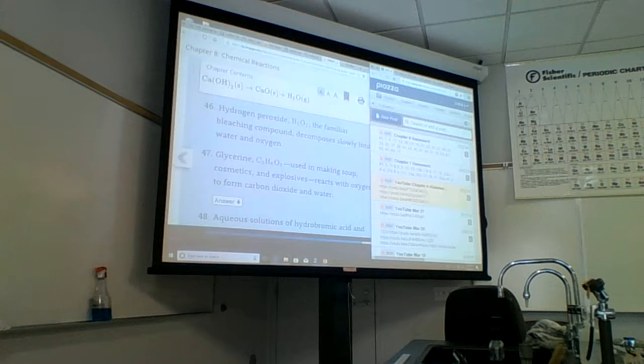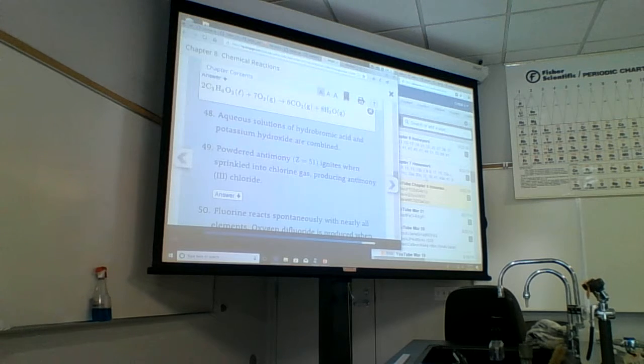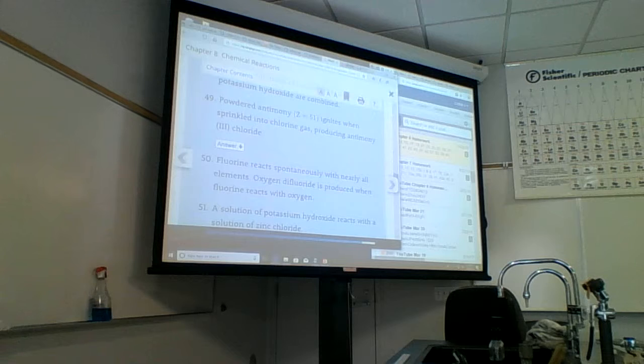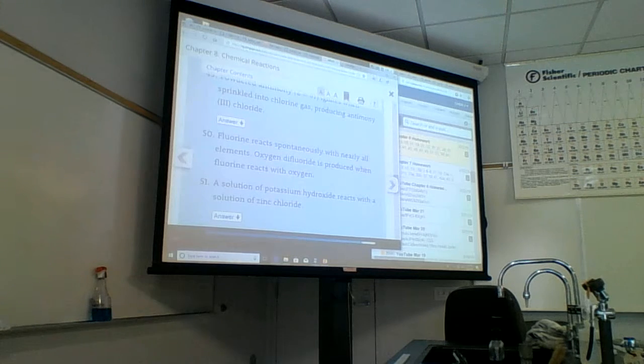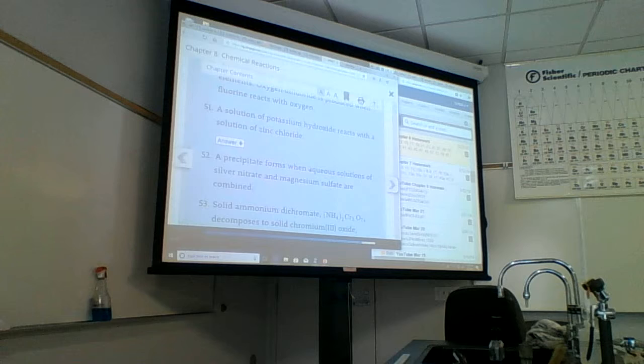47. This one's glycerin reacts with oxygen to form carbon dioxide and water. So we just write the formulas and balance it. 49. Antimony ignites. Okay, this is element plus element, but they tell us the product, so I might not tell you the product. 51. A solution of potassium hydroxide reacts with a solution of zinc chloride. Double replacement.